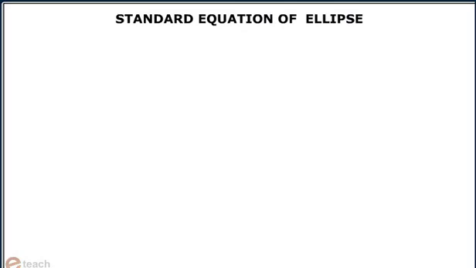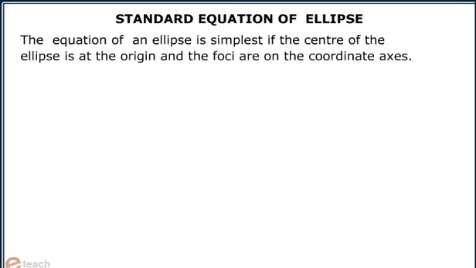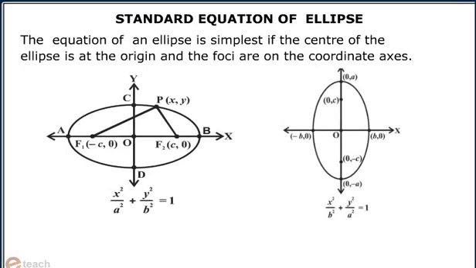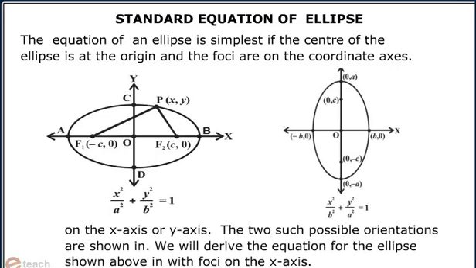Standard equation of ellipse. The equation of an ellipse is the simplest if the center of the ellipse is at the origin and the foci are on a coordinate axis. The two such possible orientations are shown. Let us derive the equation for the ellipse shown above with the foci on the x-axis.